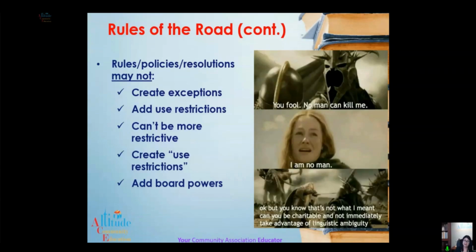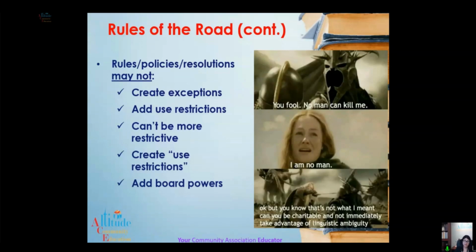We can't add use restrictions. So what's a use restriction? That's the $1 million question, really. We don't have case law, especially not in Colorado, defining exactly what it is. But there are a couple of things that attorneys around the country agree on as far as what it entails. One is leasing.